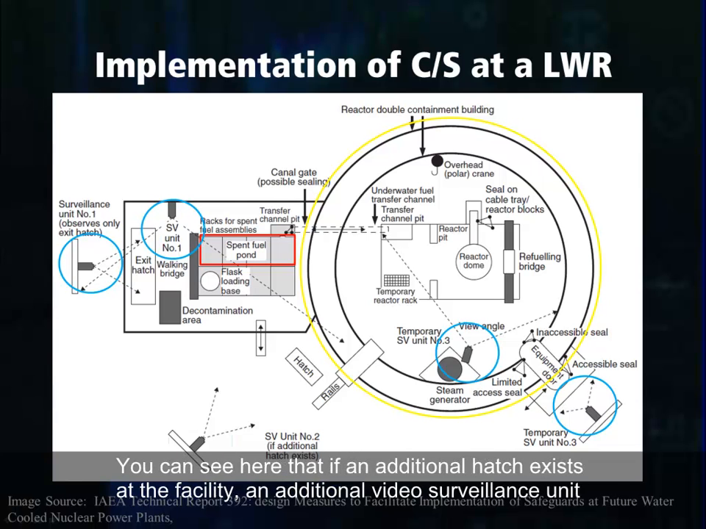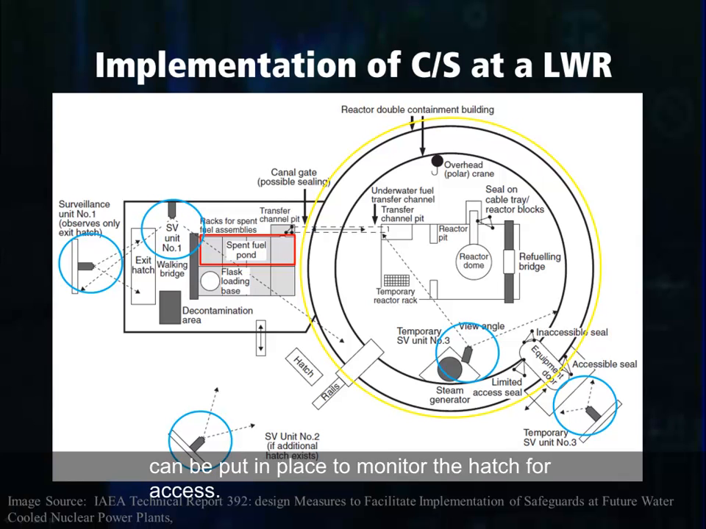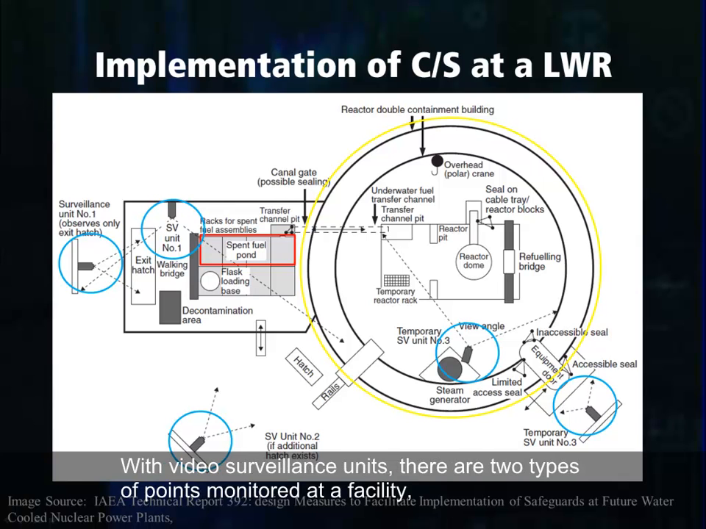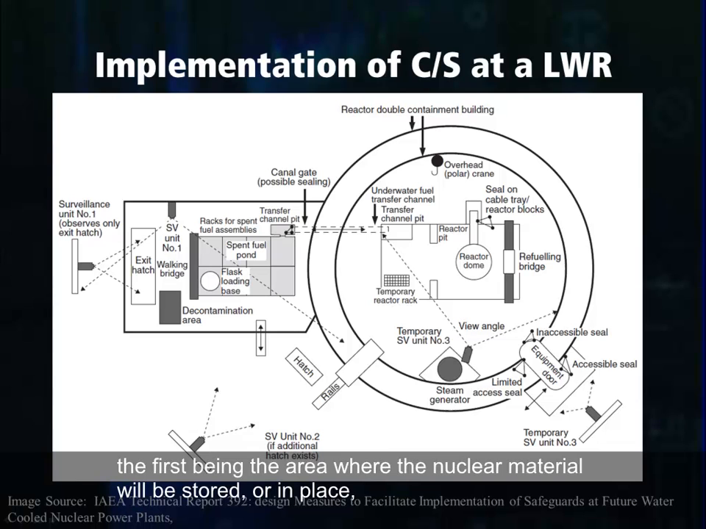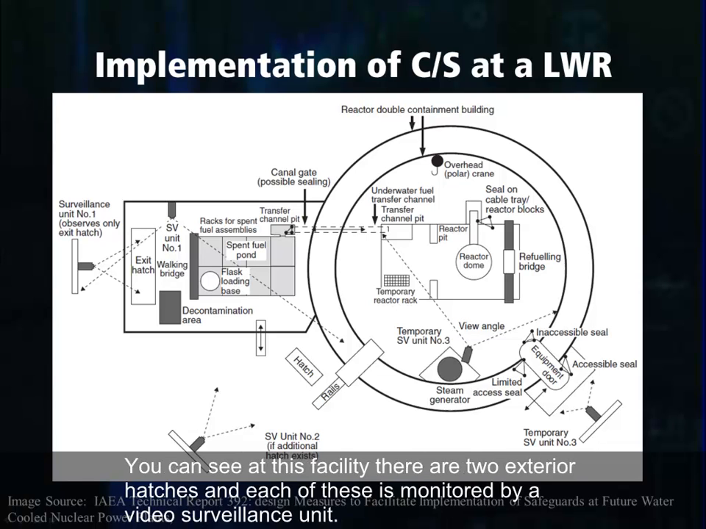You can see here that if an additional hatch exists at the facility, an additional video surveillance unit can be put in place to monitor the hatch for access. With video surveillance units, there are two types of points monitored at a facility. The first being the area where the nuclear material will be stored or in place, and second, at any access points to the facility. You can see at this facility there are two exterior hatches, and each of these is monitored by a video surveillance unit.